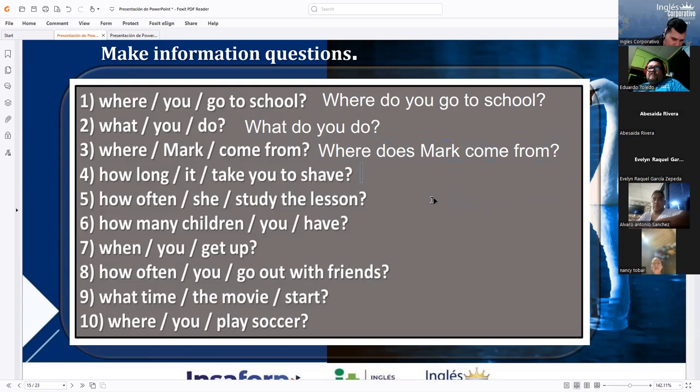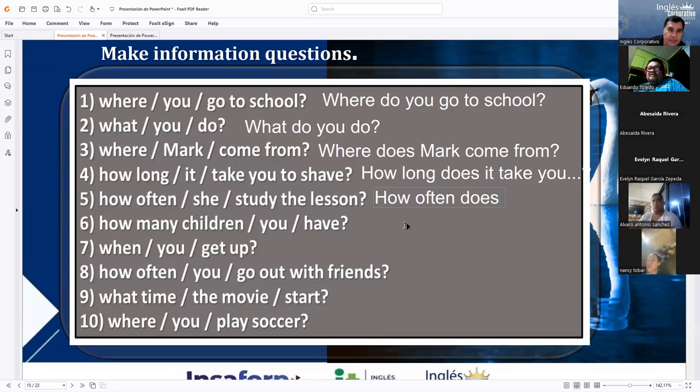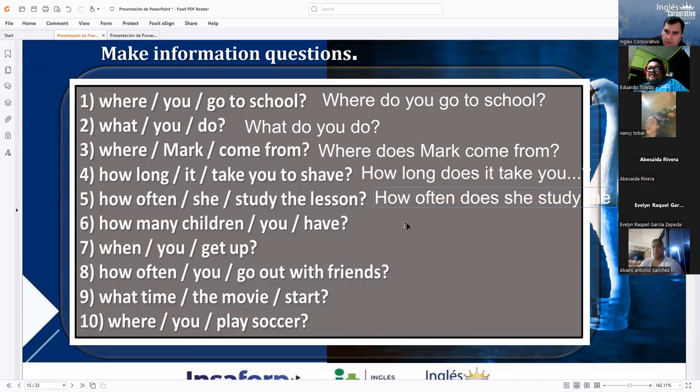How long does it take you to shave? How often does she study the lesson? We're going to put just beep, beep, beep because there is no room. So how often does she study the lesson?